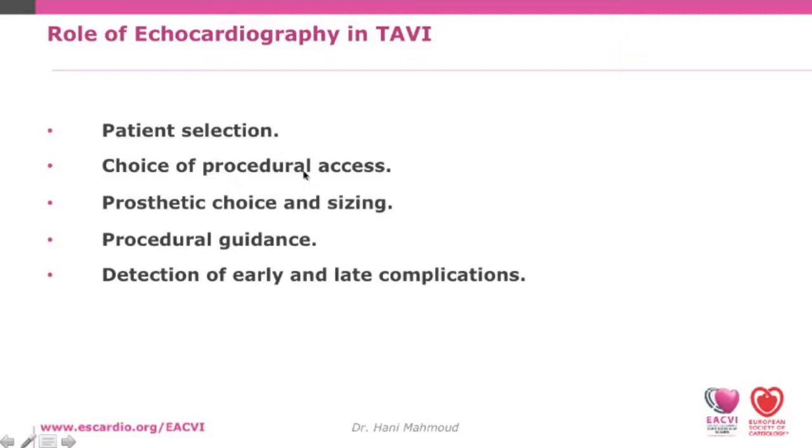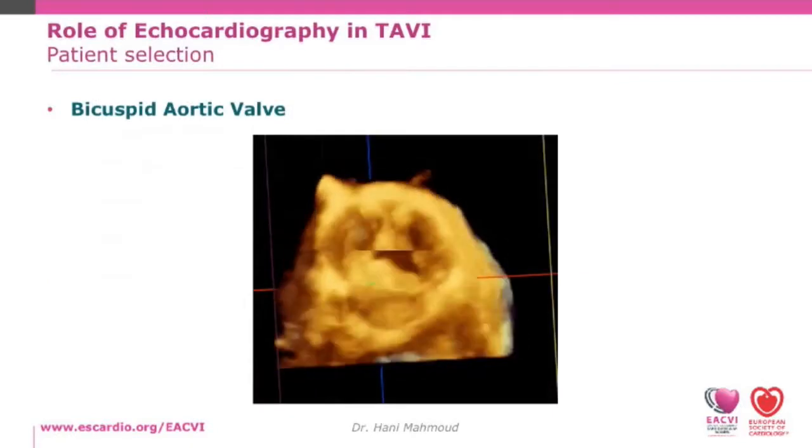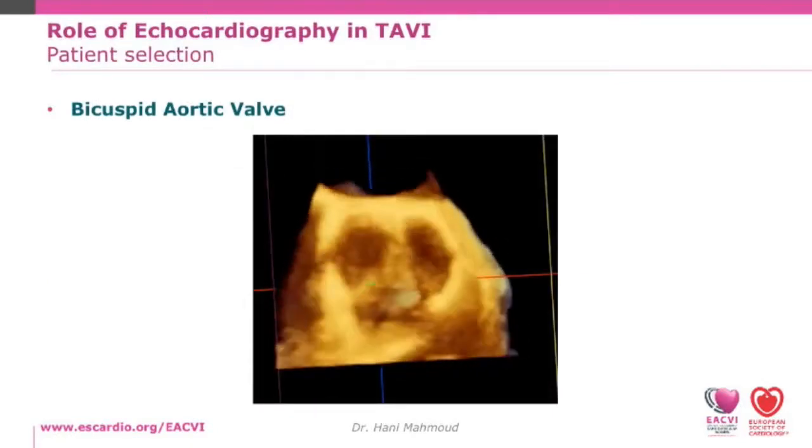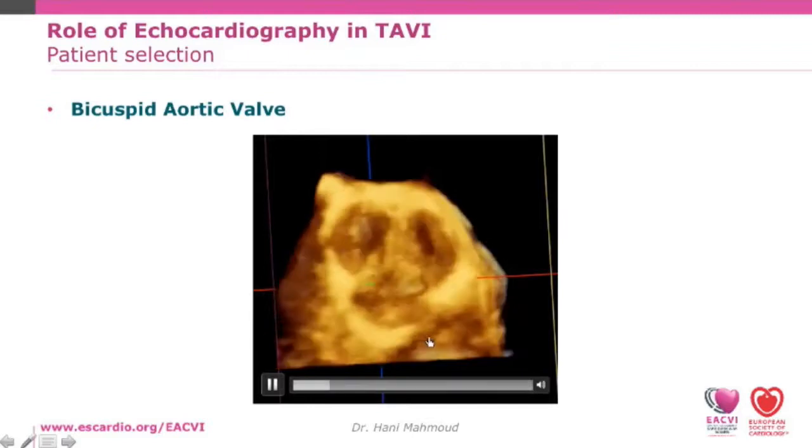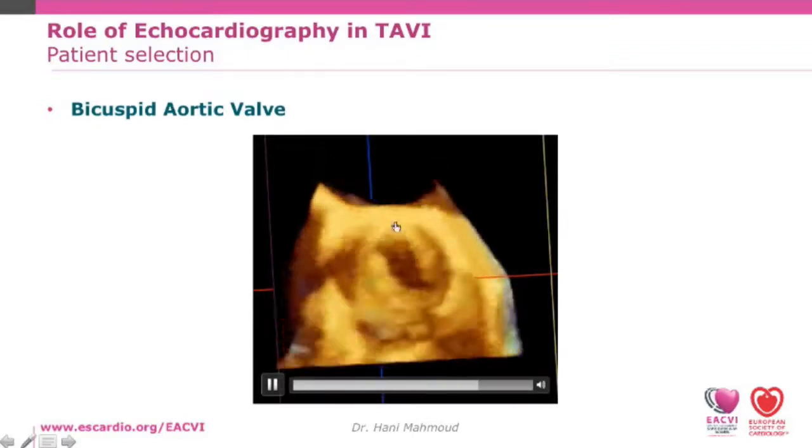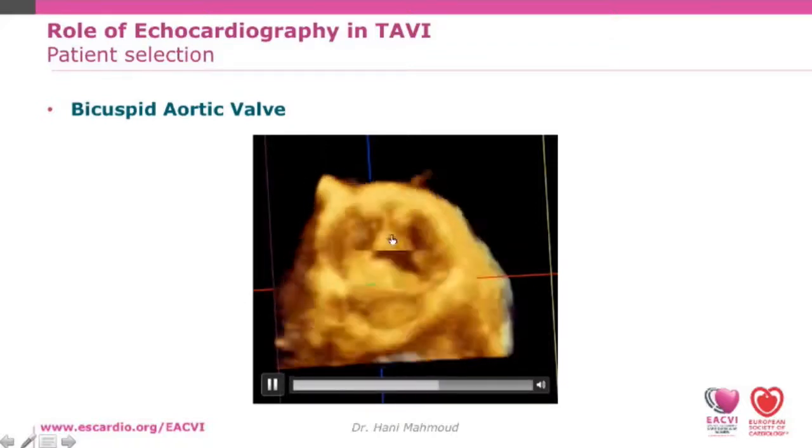But we believe that, especially for those in their initial experience with the TAVI program, they have to make it safe and depend on echocardiography peri-procedure. Echocardiography is involved in patient selection, choice of procedural access, prosthetic choice and sizing, procedural guidance, and detection of early and late complications. A patient like this with a bicuspid aortic valve, as you can see, has a risk of paravalvular regurgitation if we implant a TAVI here.